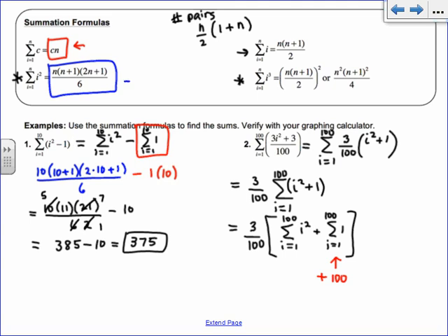Now the other one's coming from here, the i squared again. And it's a little bit complicated. It's 100, so we're going to have 100 times 101, right? 100 plus 1. Times 2 times 100 plus 1, so 201, all over 6. And then the rest is that 3 over 100. So it's just a lot of simplifying, okay? And you can use your calculator to help you if you want. Now, in the time of Gauss, we didn't use a calculator, but I'll let you do that.